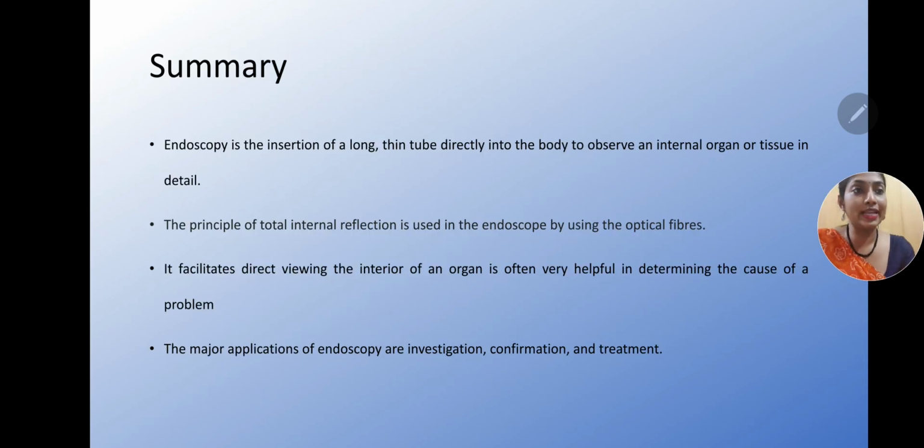So this is the application part of endoscopy. To quickly summarize, endoscopy is the insertion of a long thin tube directly into the body to observe an internal organ or tissue in detail. The principle of total internal reflection is used in the endoscope by using optical fibers. It facilitates direct viewing of the interior of an organ and is often helpful in determining the cause of a problem. The major application of endoscopy are investigation, confirmation, and treatment.